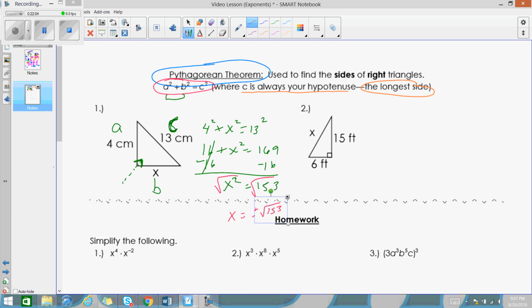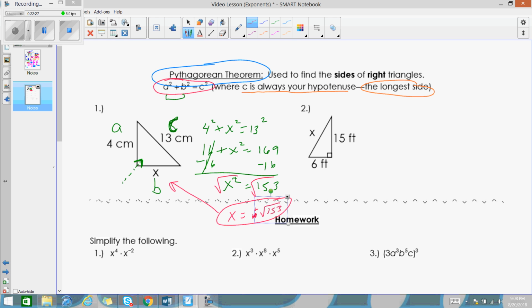But let's be smart math students here. Can you have a negative side length? We are talking about a triangle here. Think about if you were trying to make a house or something and using this. Could you have a negative side length? The answer is no. So we get rid of this negative, and your answer is just x equals, you don't have to leave the plus, the square root of 153. And that's your value of x.